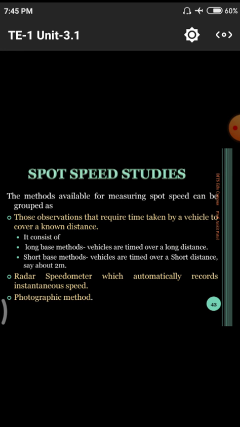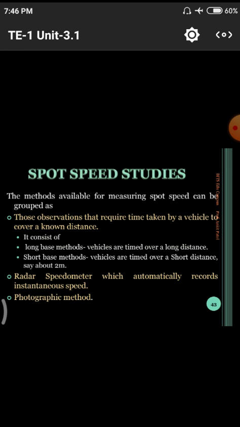Next one is the short base method. The vehicle is timed over a short distance, say about 2 meters. Whenever we have to buy some milk packets and other grocery items for our daily needs, we go for these short base methods, like the nearest store points we have, and the minimum distance we have to move to the particular store points. All those things come under the short base methods.